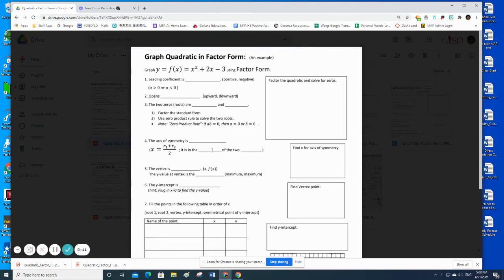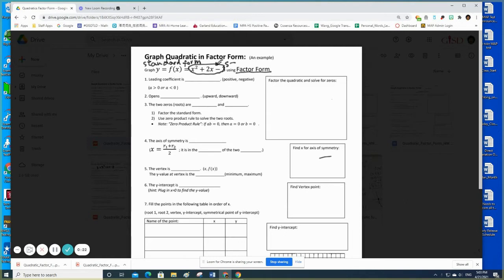We are going to use this example today to learn how to graph a quadratic function in factored form. This quadratic function given here, we call this standard form. And we have to change it to factored form to be able to find the information we want.